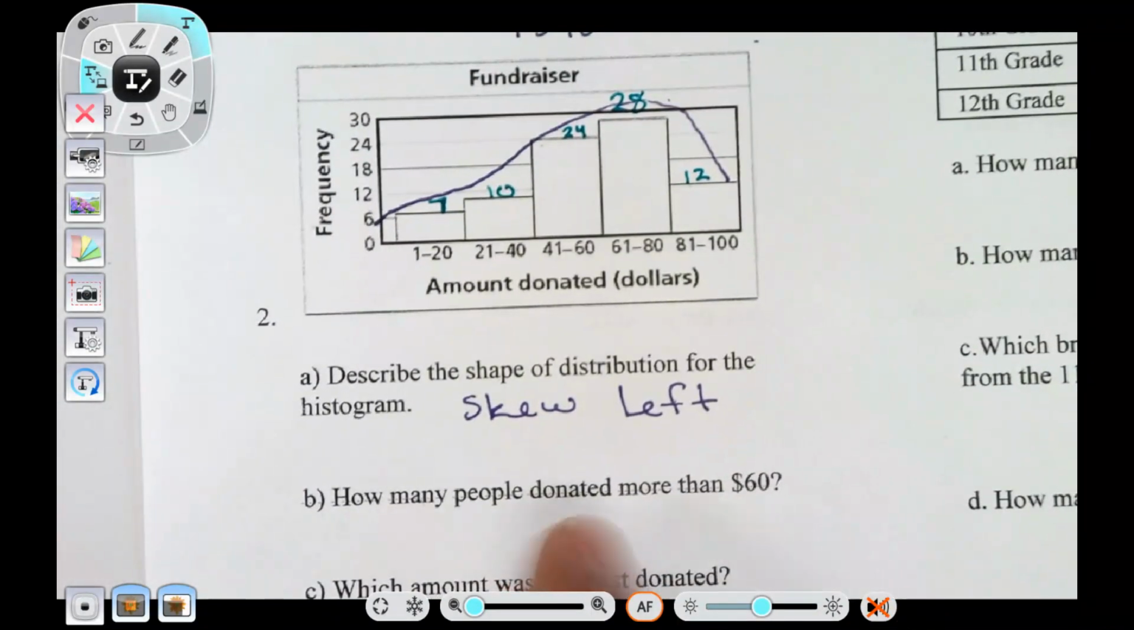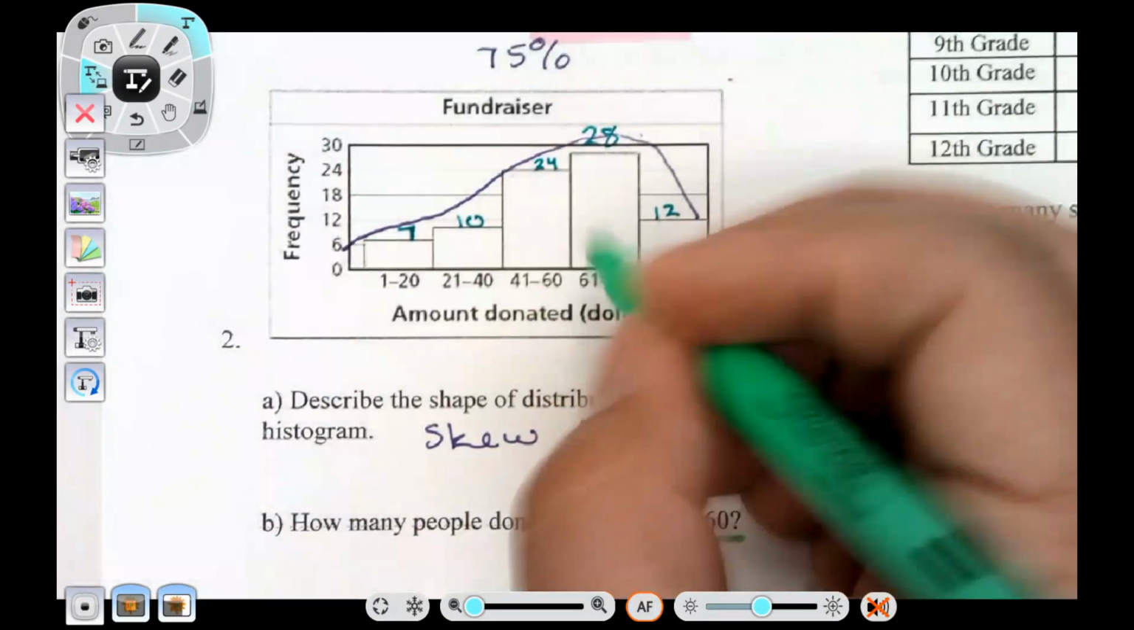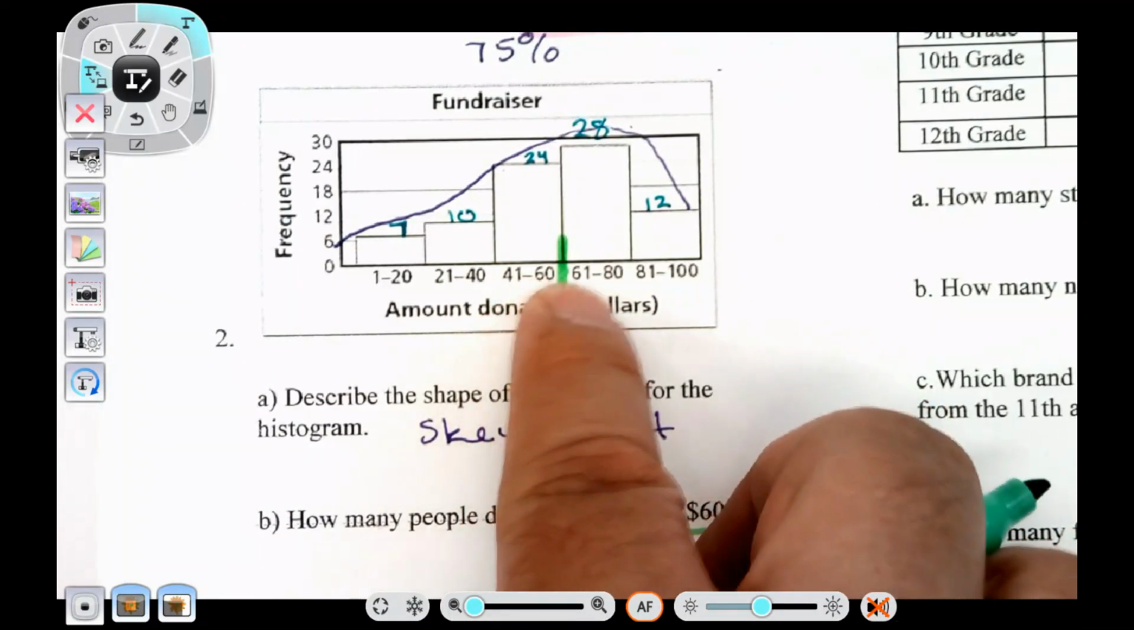Letter B says, how many people donated more than 60? All right, more than 60. So you see, this is the 60 line. It says it right there. That's where 60 would end.